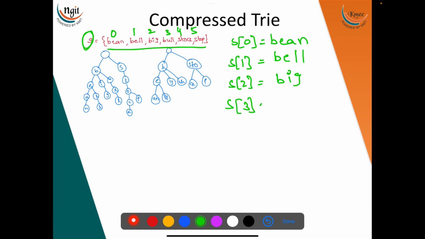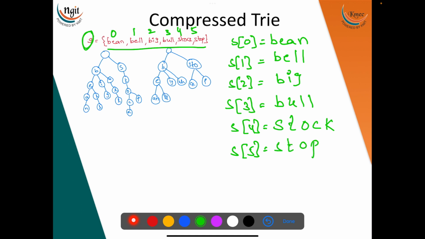Now S of 3 is BULL, bull. S of 4 is STOCK, stock. S of 5 is STOP, stop. So here, this is at 0th index, first, 2, 3, and all have a maximum of 3rd index, but only STOCK has 5 alphabets in the word. So I'm just giving here 4. Okay, so this is the memory representation of your compressed trie.